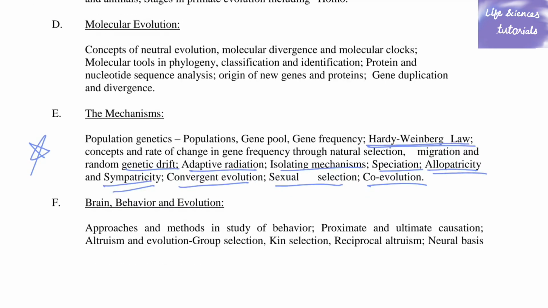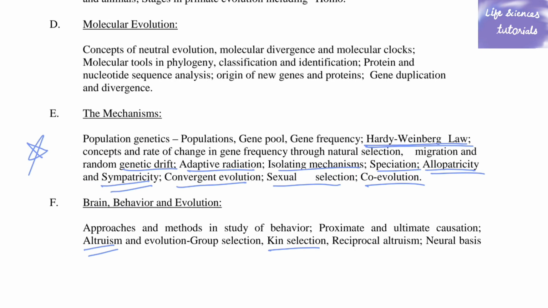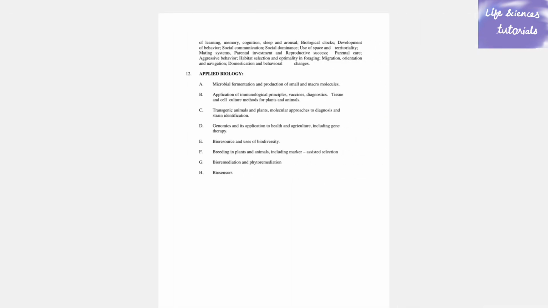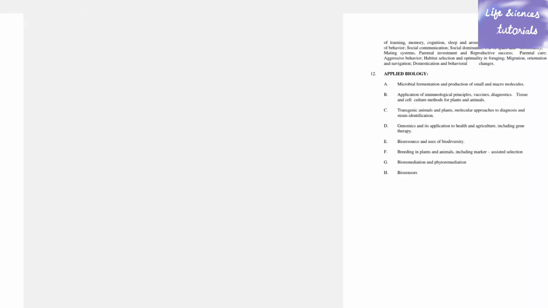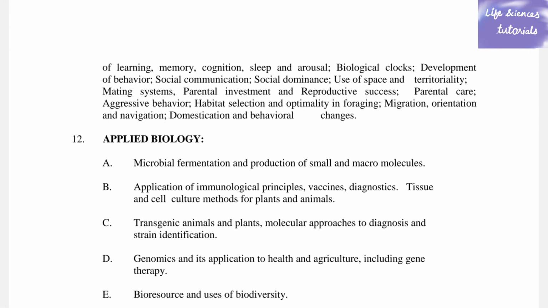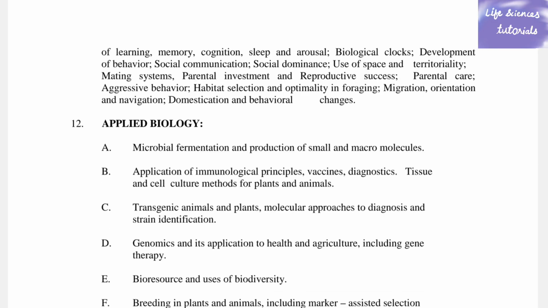This part is important. Brain, behavior, and evolution. Maybe read it and focus on topics like, again, kin selection, altruism. There are many questions on this. Next, see here, further, we have biological clocks, development of behavior. If you have studied animal behavior also, I think most of this part will be covered, but it's okay if you don't go very deep in this. If you're interested, you can read it. But solve PYQs, I think you will find out what to read. Okay, but do read it if you have time.